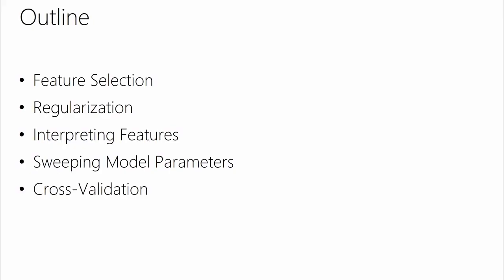In this section, we'll talk about important ways to improve machine learning models. So here's the outline of the module. We'll talk about feature selection and regularization. And then afterward, we'll talk about how to interpret features, sweeping model parameters, and cross-validation. So let us start with feature selection.